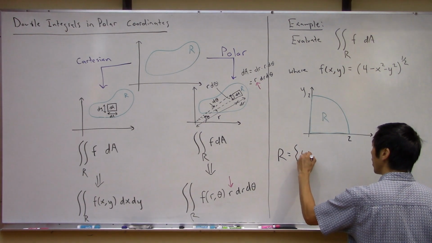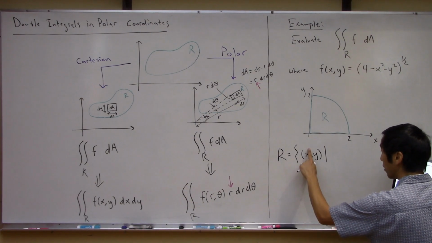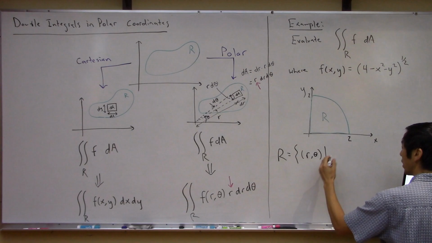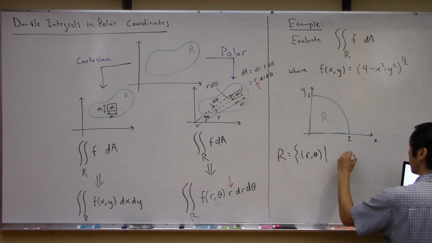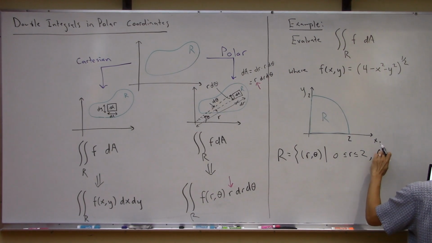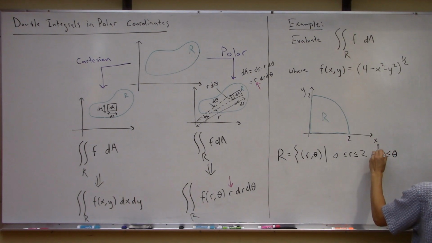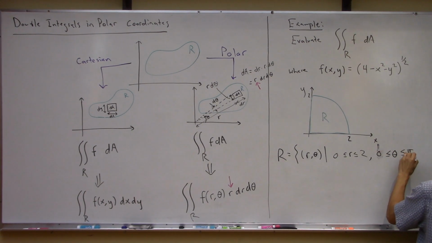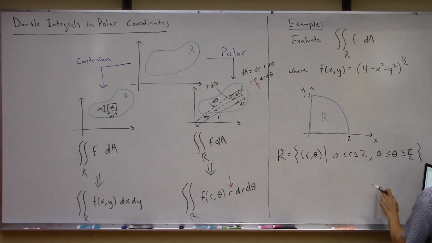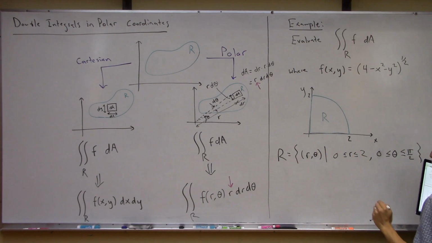In other words, it's all the r and theta values, where r runs between 0 and 2, and theta runs between 0 and pi over 2. So it's very easy to describe the region in polar coordinates. Therefore, we probably want to think about evaluating this using our polar coordinate system.